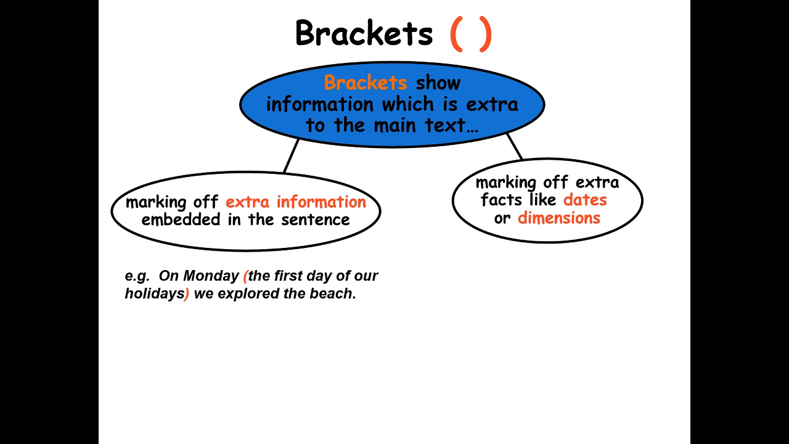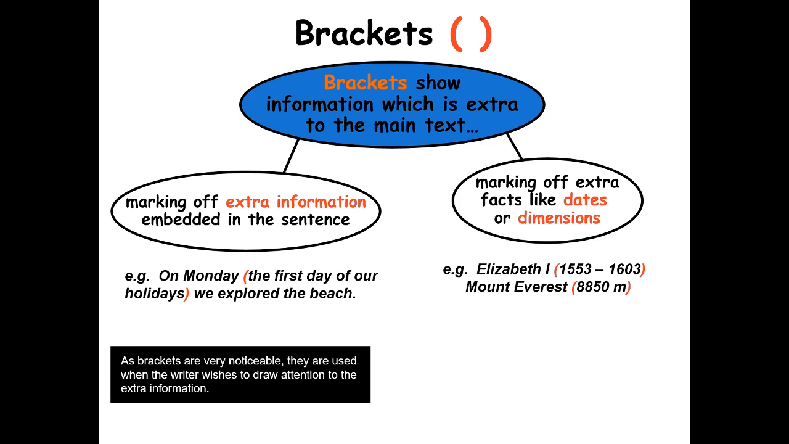For example, on Monday, the first day of our holidays, we explored the beach. Now, for example, when reading something and when you come across the information in the bracket, sometimes we can skip that information while reading. For example, we can say on Monday we explored the beach. The information given in the bracket is just for extra information for the person to see. Extra facts like dates and dimensions.